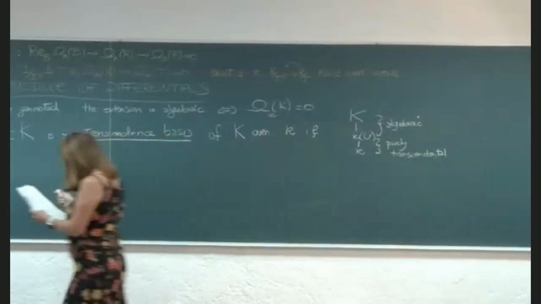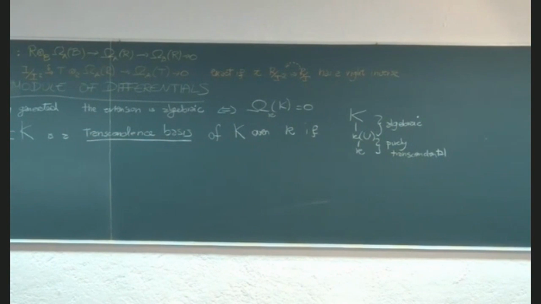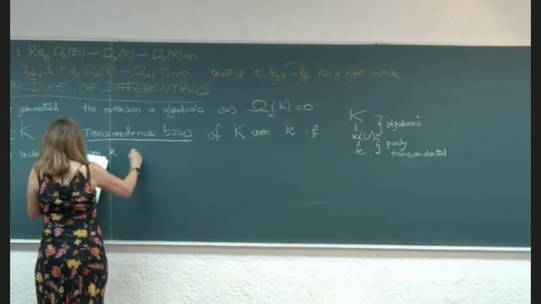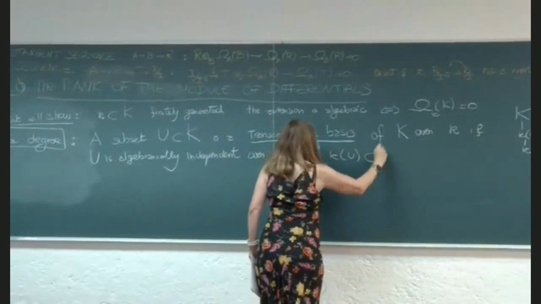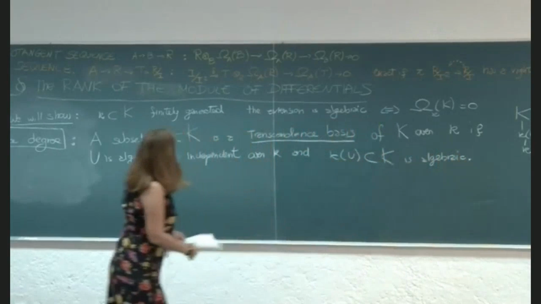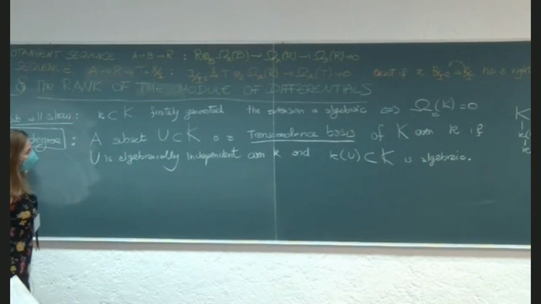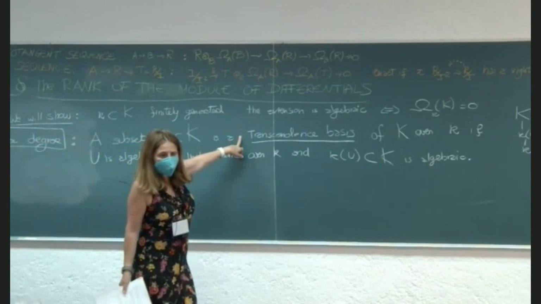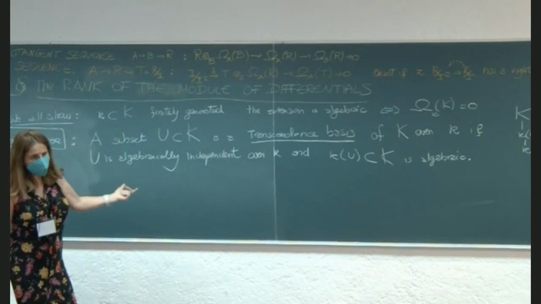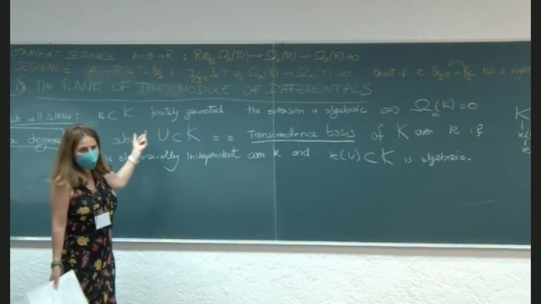Okay, so let me write it down here. So if U is algebraically independent over k, and the extension from k(U) to K is algebraic. So this is the definition of transcendence basis. And what is the transcendence degree? We are going to prove that the number of elements of the transcendence basis does not depend on the U you choose, but only depends on the extension, okay, on the field extension.